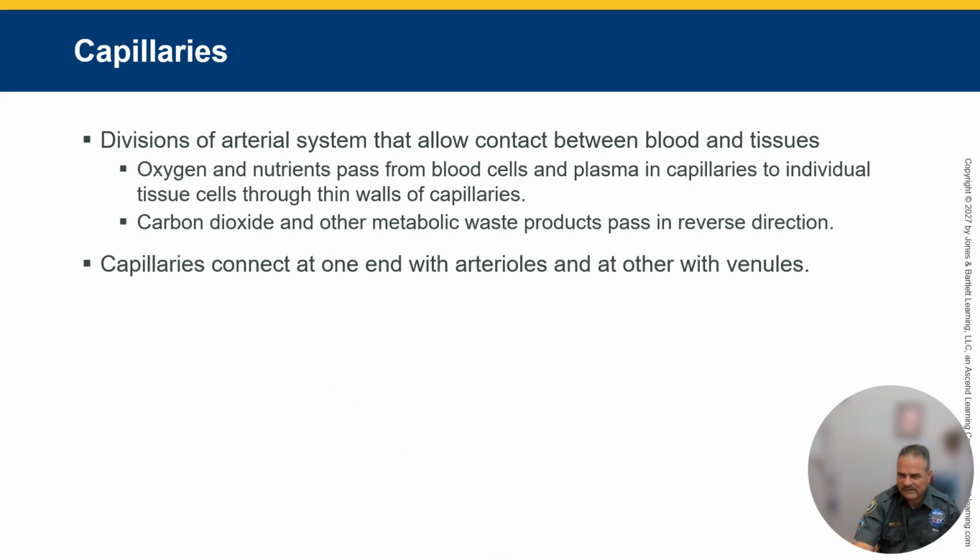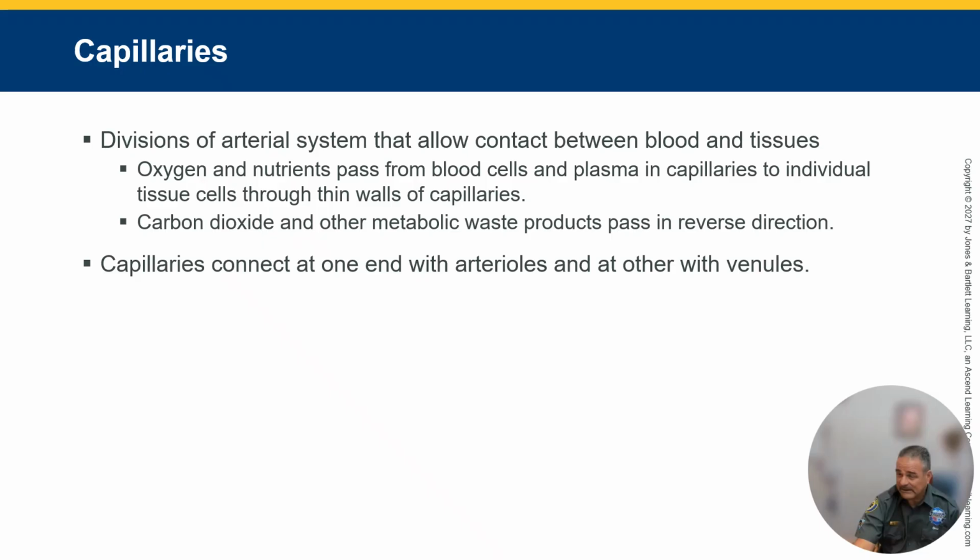Capillaries, very important stuff. This is where that exchange of gas and nutrients happens. They're fragile divisions of the arterial system that allow contact between the blood and the tissues. Oxygen and nutrients pass from blood cells and plasma in the capillaries to the individual tissue cells throughout the thin walls of the capillaries, right? Plain and simple. And then the carbon dioxide just does the reverse of that, and other metabolic waste passes in a reverse direction. Okay, so we can get rid of it.